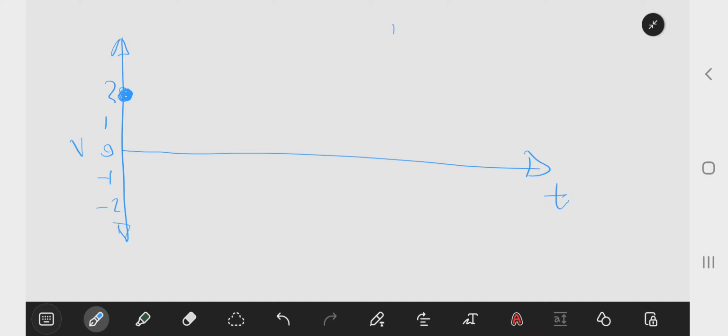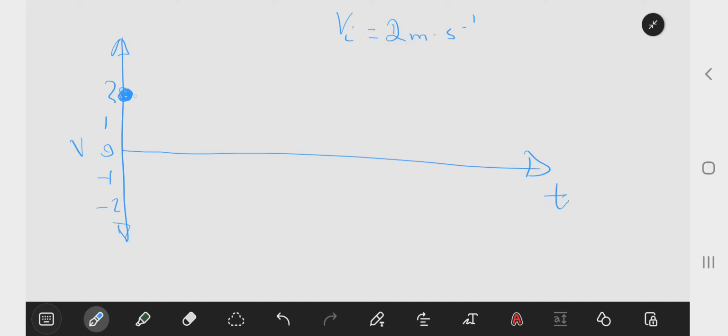So question number 1, was it a drop or a throw? We check that using our initial velocity. Our initial velocity is equal to +2 meters per second. Okay, so it means that was a throw.